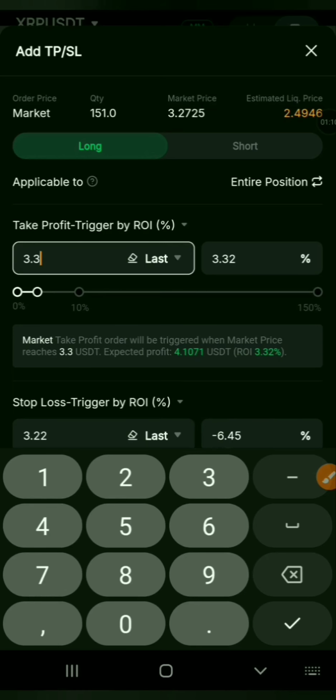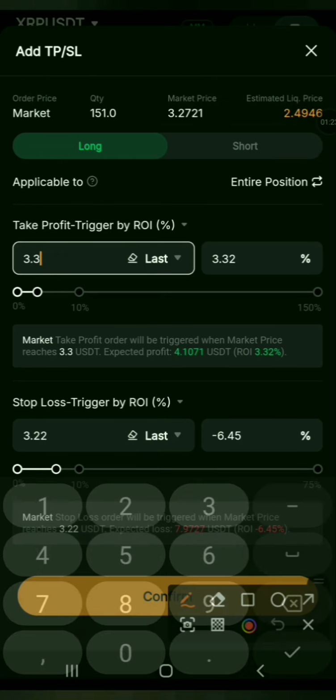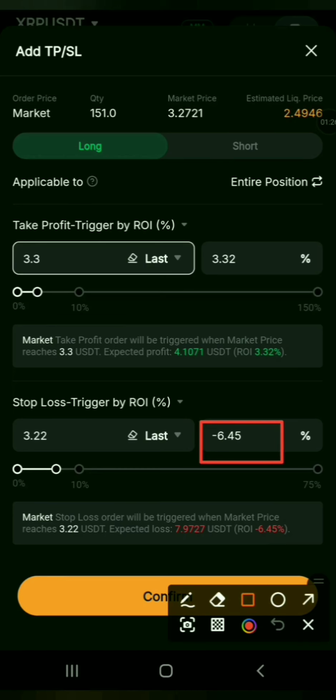Now this is what I want you guys to put into consideration. Your take profit must always be higher than your stop loss. As you can see over here, we have minus 6% on the stop loss, and then 3% on the take profit. This is irrational. This is an improper way of calculating stop loss and take profit.